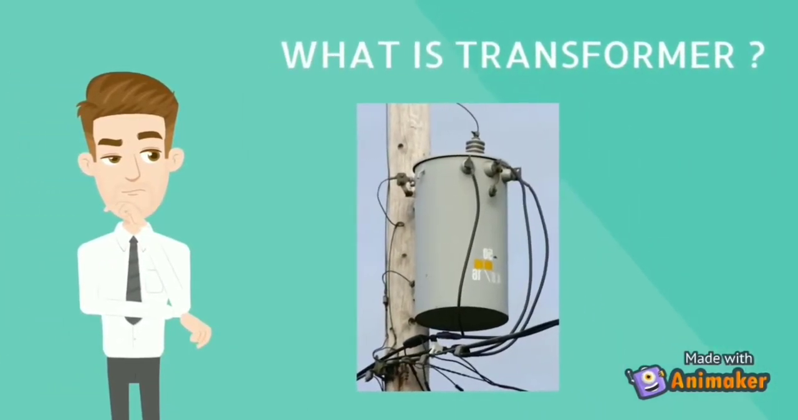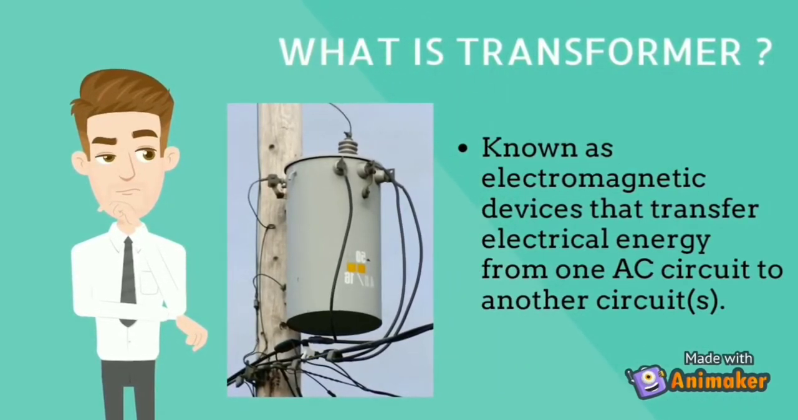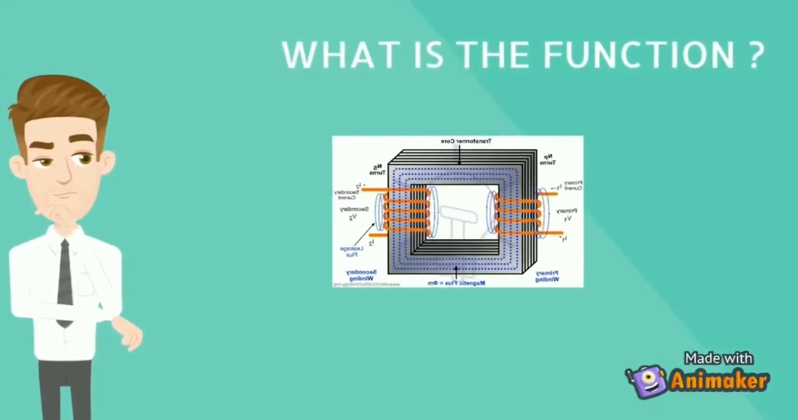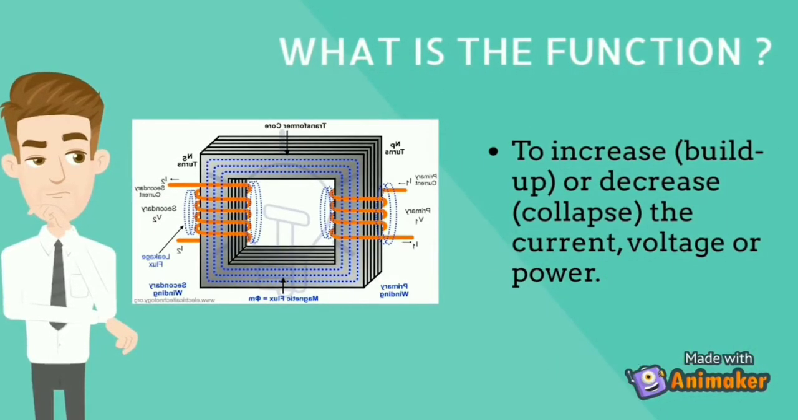What is a transformer? A transformer is known as an electromagnetic device that transfers electrical energy from one AC circuit to another circuit. What is the function of a transformer? It is to increase, build up, or decrease, collapse the current, voltage, or power.